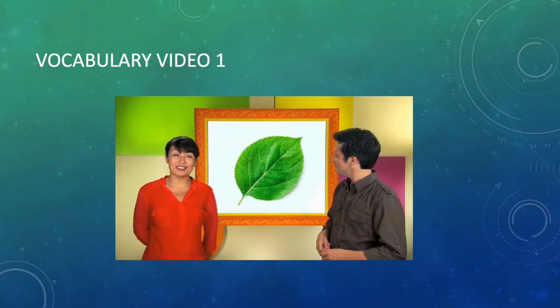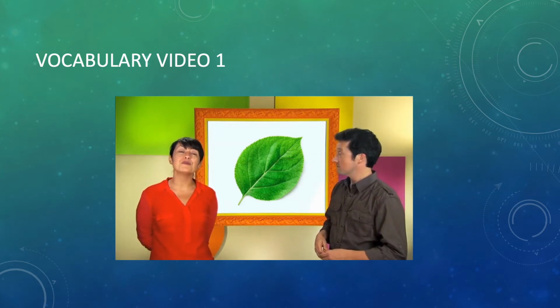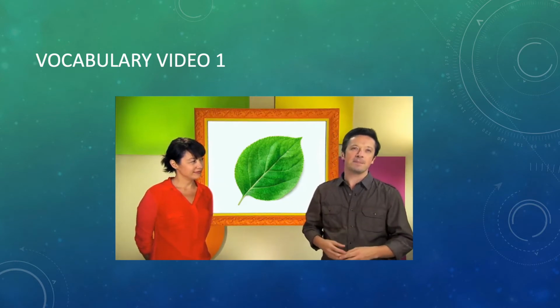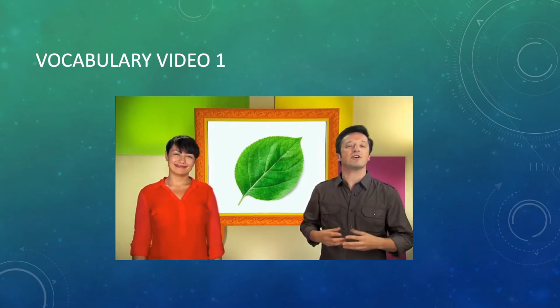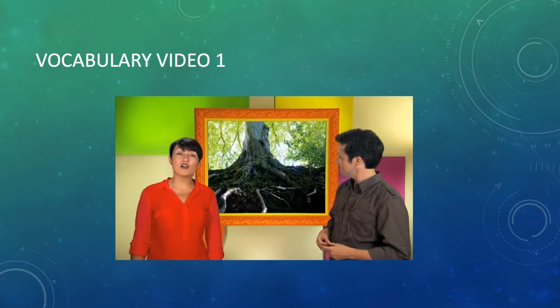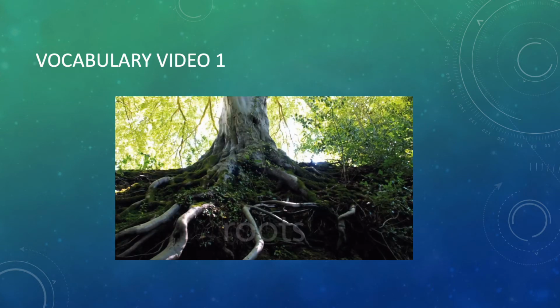This is a leaf. Leaves absorb sunlight and help the plant to grow. Plants need light as well as water and the nutrients that are in the ground to grow. These are roots. Plants that have roots use them to get the nutrients and water they need and to hold themselves in place.